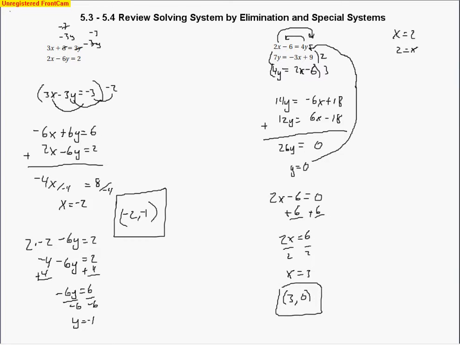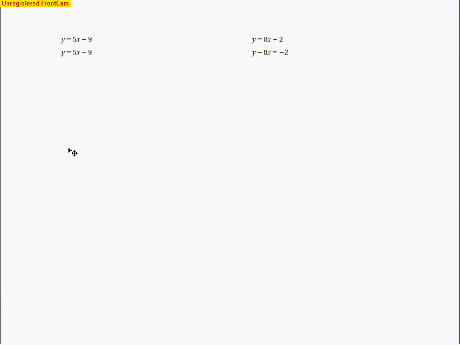Let's take a look at another set of problems here. We've got another set of systems that's good for substitution. So I'll take this 5x minus 9 and substitute it in for this other y here. So I've got 5x minus 9 equals 5x plus 9. Notice how I subtract 5x from both sides, and I get the x's to cancel. And this is a situation where we don't have a solution, because we don't have an identity.